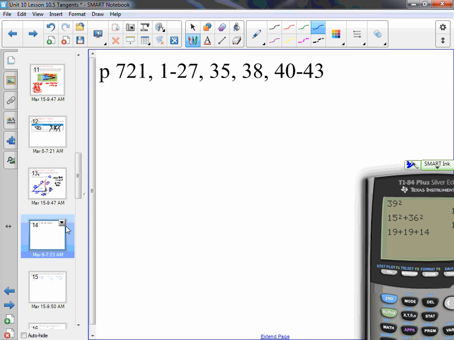Your assignment then from this section is page 721, 1 through 27, 35, 38, and 40 through 43.